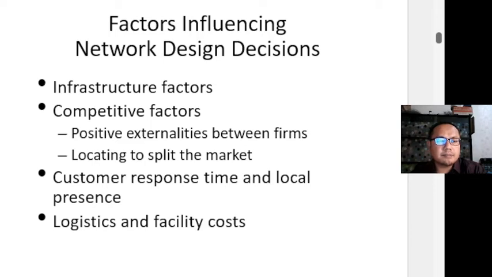Okay. And other than that, you can see the infrastructure factor. So the availability of good infrastructure is an important prerequisite to locating a facility in a given area. So poor infrastructure adds to the cost of doing business from a given location. Okay. Maybe you can see a few global companies have located their factories in China, near Shanghai, near Guangzhou, even though these locations did not have the lowest labor or land cost, because these locations had very good infrastructure.